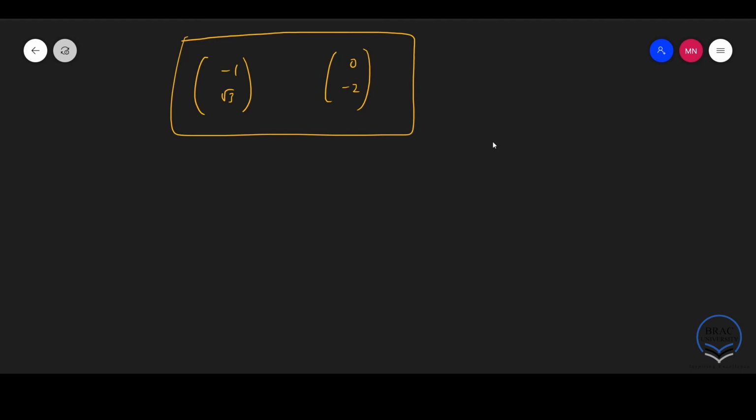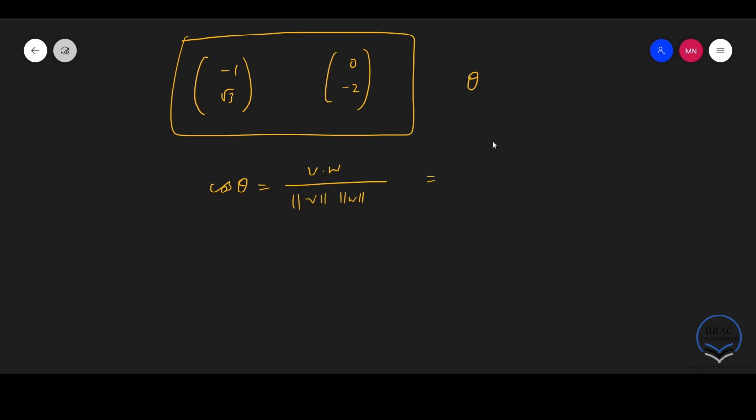So let's take a look at an example. Let's say we have a pair of vectors. We have a vector (-1, √3), and another vector with the components (0, -2). We have these two vectors, and I want to find the angle theta between them. I know that the cosine of theta is equal to the dot product of the two vectors, v dot w, divided by their magnitudes.